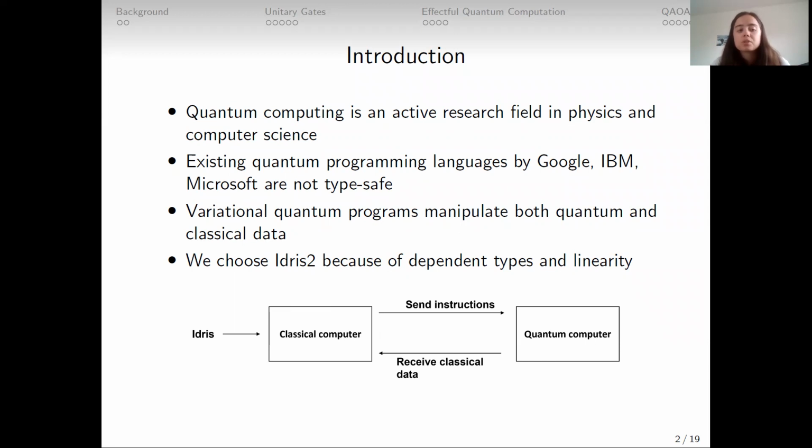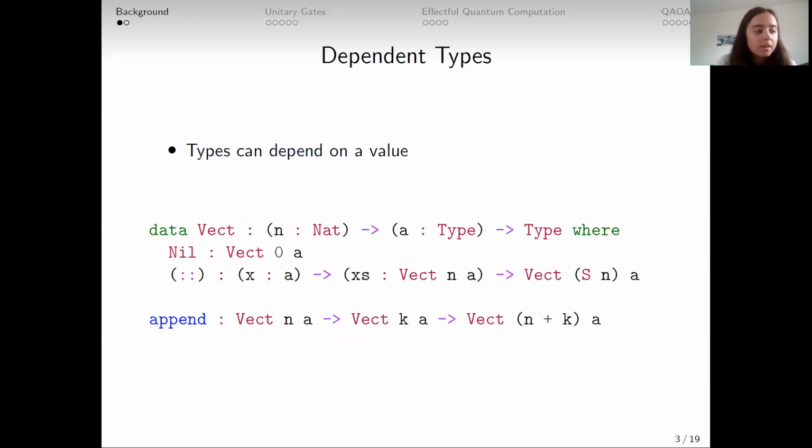For this project, we chose the Idris 2 language because it introduces two constructions, dependent types and linearity, that will allow us to write only programs that are compliant with the laws of physics. So let me first present these two features of the Idris 2 language.